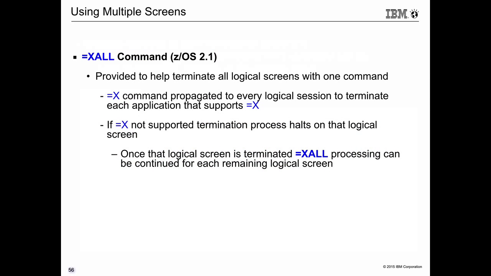And one last little enhancement in this space that also came around in 2.1 is the ability to do an equal X all. So you've got a whole bunch of panels open and you're ready to get out of ISPF. Instead of hitting PF3 n number of times to close down all the panels, you can say equal X all, and we will basically pass that equal X to each panel to have them all terminate and take you back to the TSO prompt. Now, that is dependent on every panel supporting equal X. A few occasionally don't, but most do, and so the equal X all typically will take you all the way out to TSO. So just as a convenience factor there.